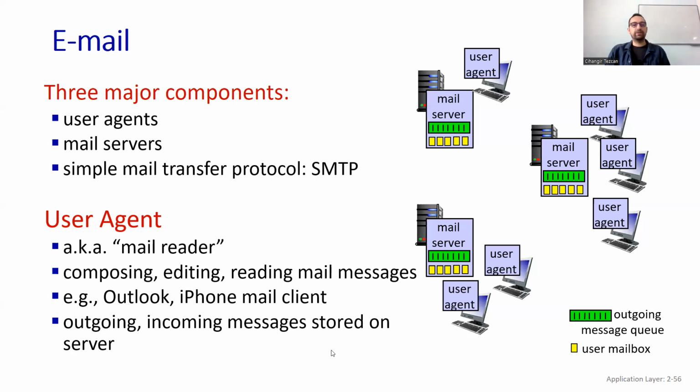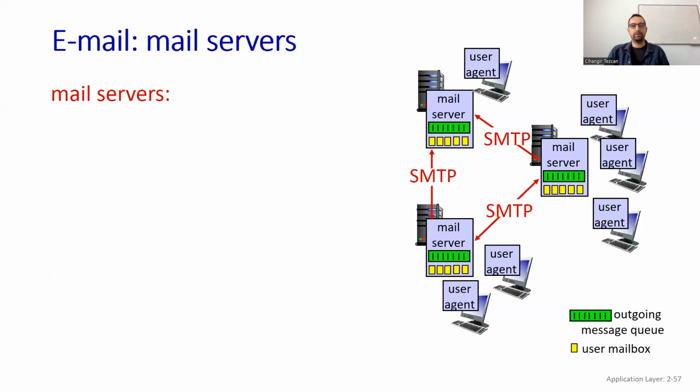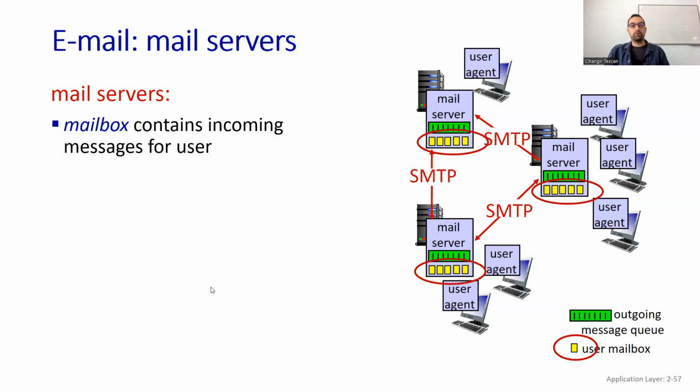Outgoing and incoming messages are stored on the server. So it is not always on your phone. A copy is always on the server. So you can delete the copy on the server, but this means that it is lost forever, because if something happens to your device, for instance, your Outlook account or so on, this means that you cannot get that mail back. So if we look at the mail servers, the mailbox contains incoming messages for users.